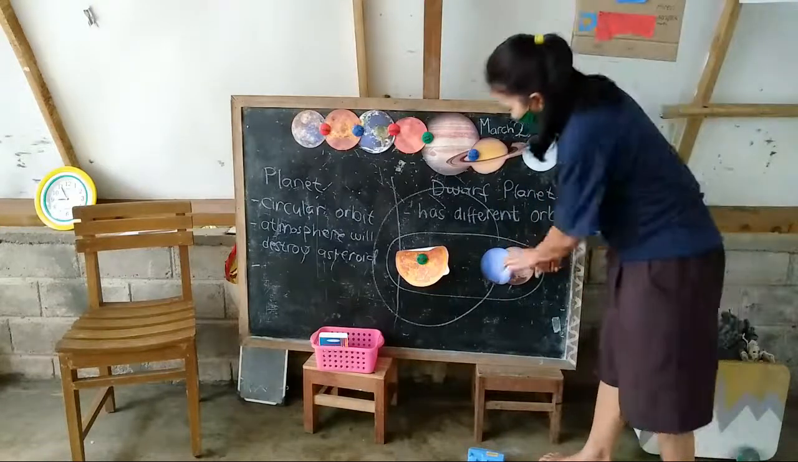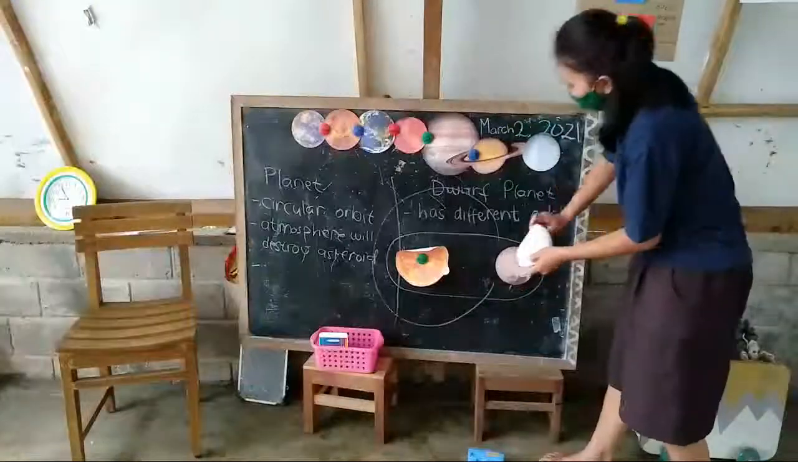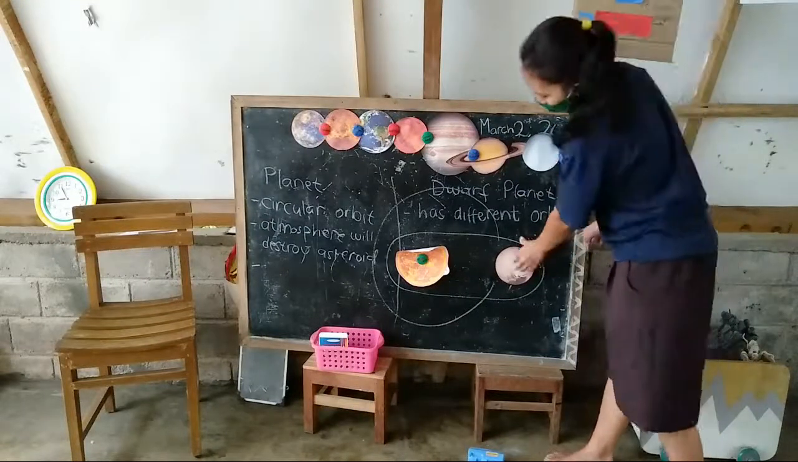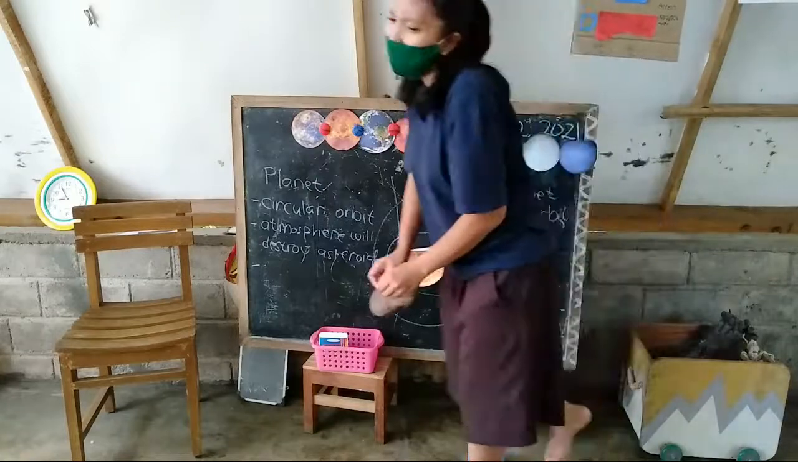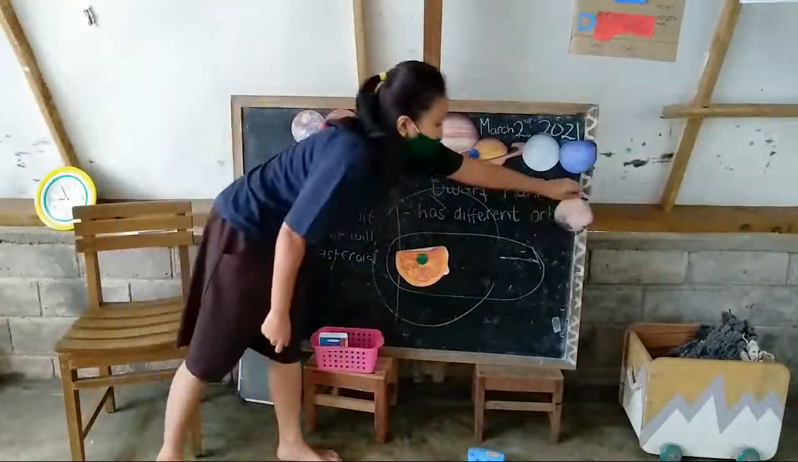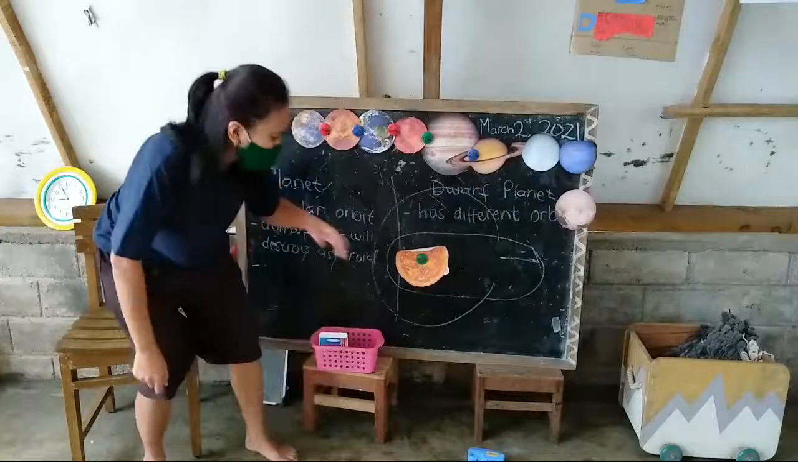So the sun is mad at Pluto and then gets it kicked out. Pluto, get out of my orbit. You're not welcome anymore. Like that? Yeah.